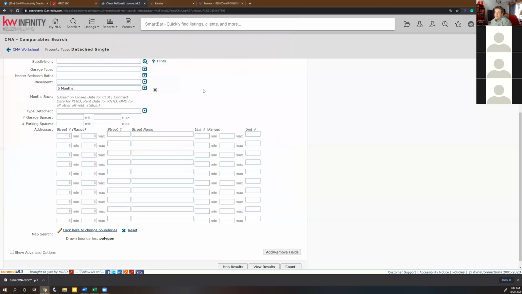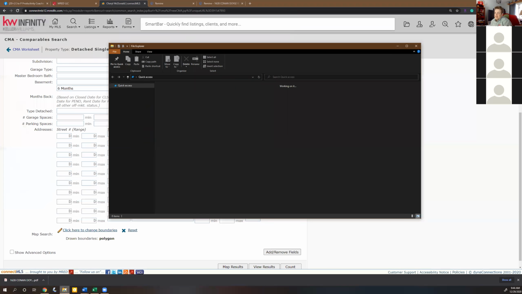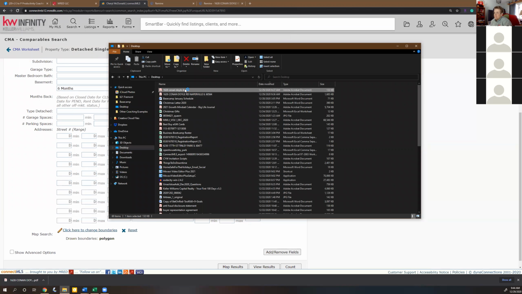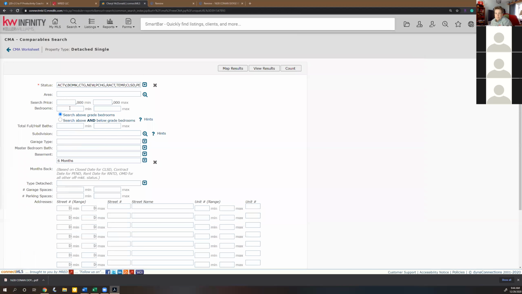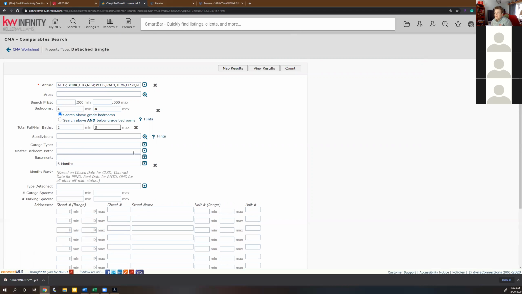Now it's really important for me to go back to that MLS sheet that I downloaded, and I'm going to look for my beds and baths. So we have 4 beds. How many baths? We have 2.5. So I'm going to go 2 to 3. Then I'm going to get a count. 27. That's a lot.